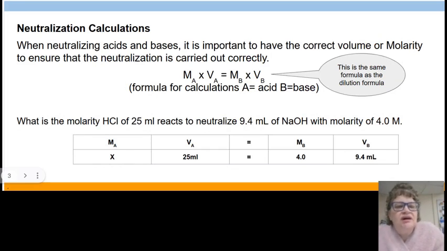Neutralization calculations. When you're working with neutralizing an acid or a base, if they're very strong, you want them to be as closely neutralized as you can, which means you want all of the reactants to form the salt and the water. When neutralizing acids and bases, it is important to have the correct volume or molarity to ensure that the neutralization is carried out correctly.